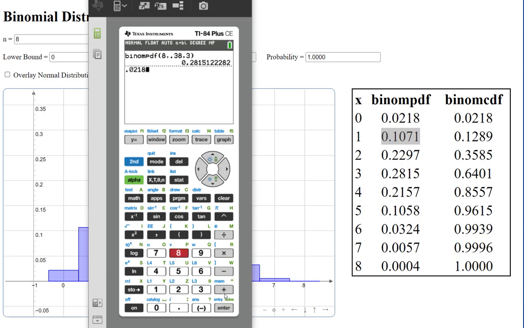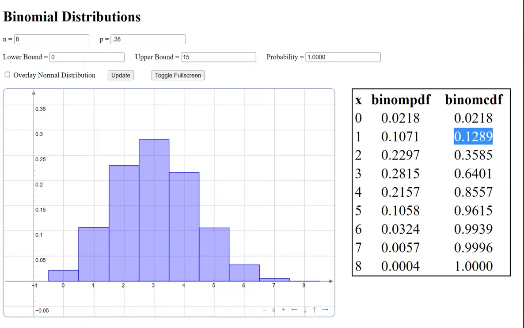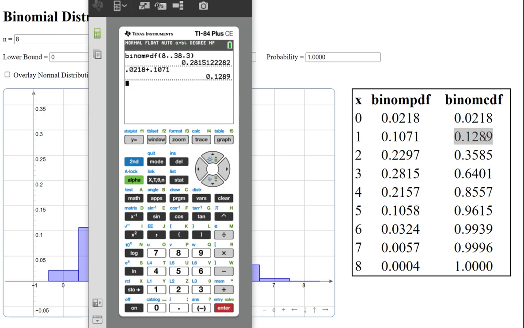All right, so 0.0218 plus 0.1071 gives me the next cumulative probability, 0.1289. If I add to that the next probability, 0.2297, so take the total so far and add 0.2297, it gives me the next cumulative probability. And it does this throughout the table until we get to the end. So that's the difference between a cumulative distribution value and a probability distribution value.